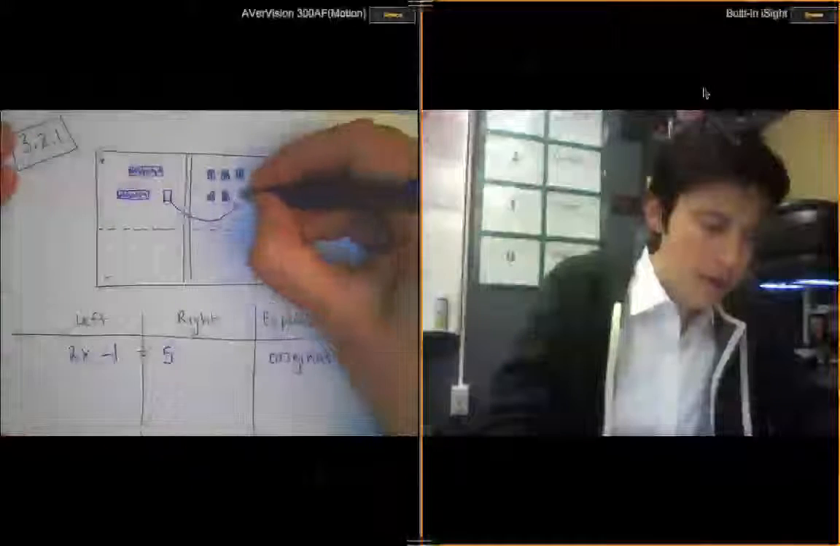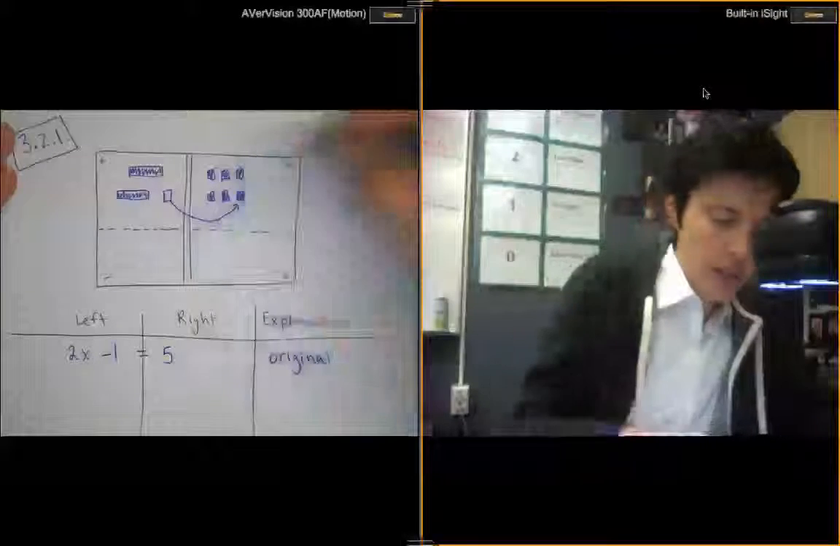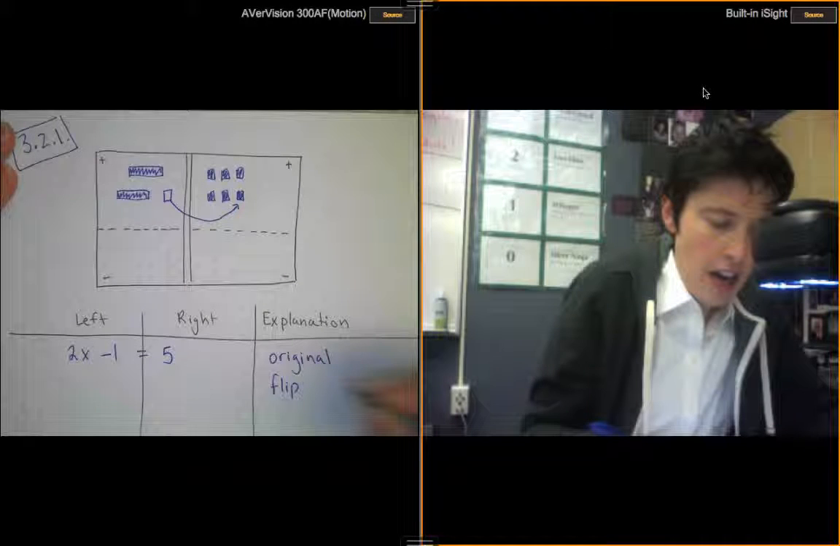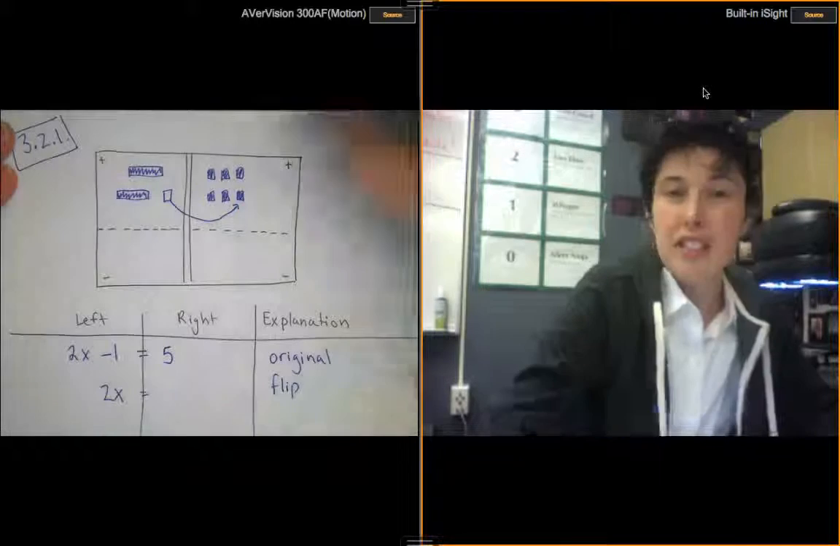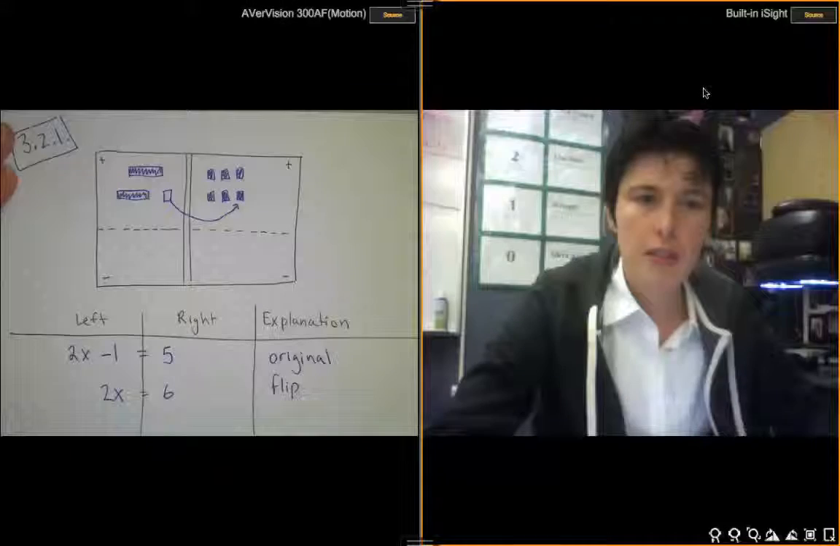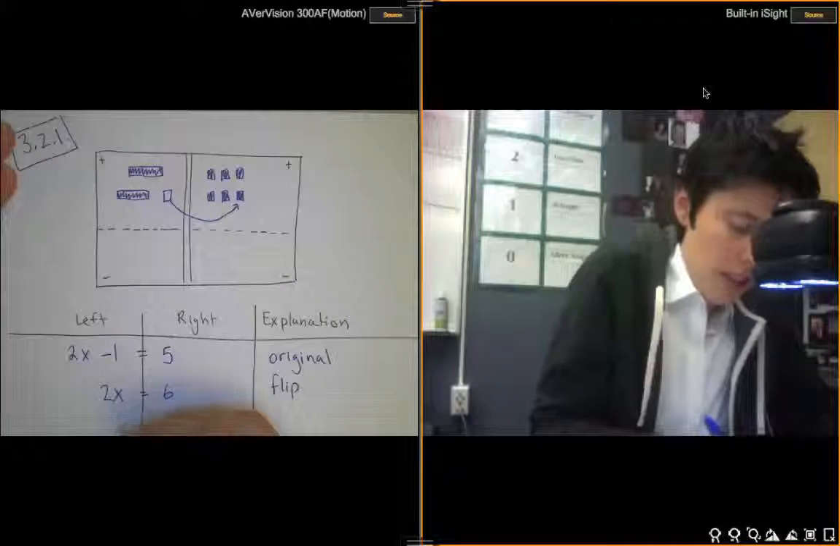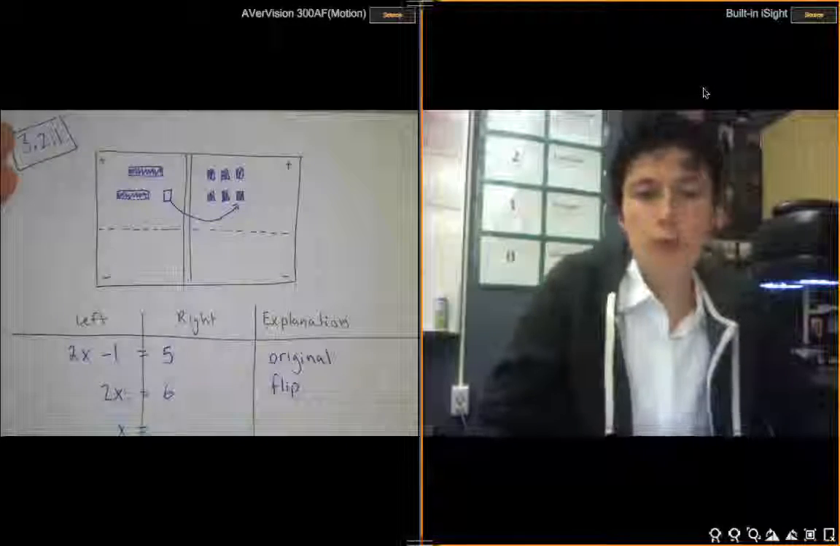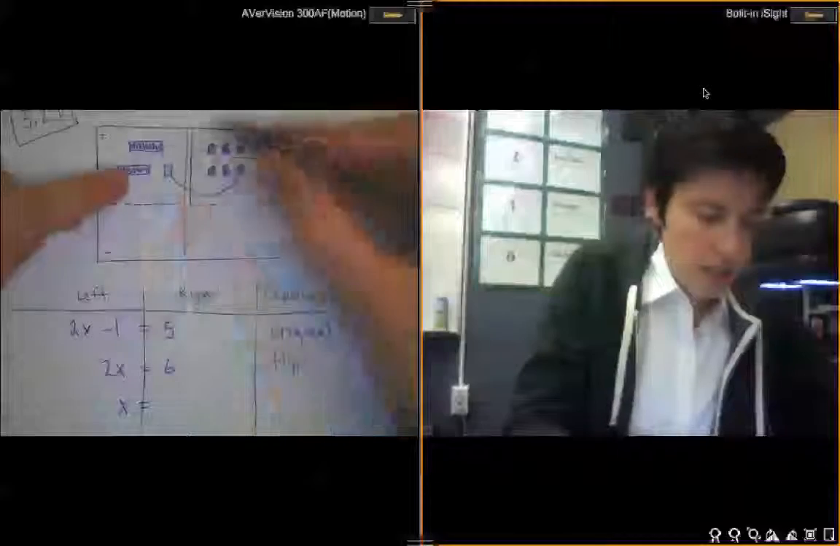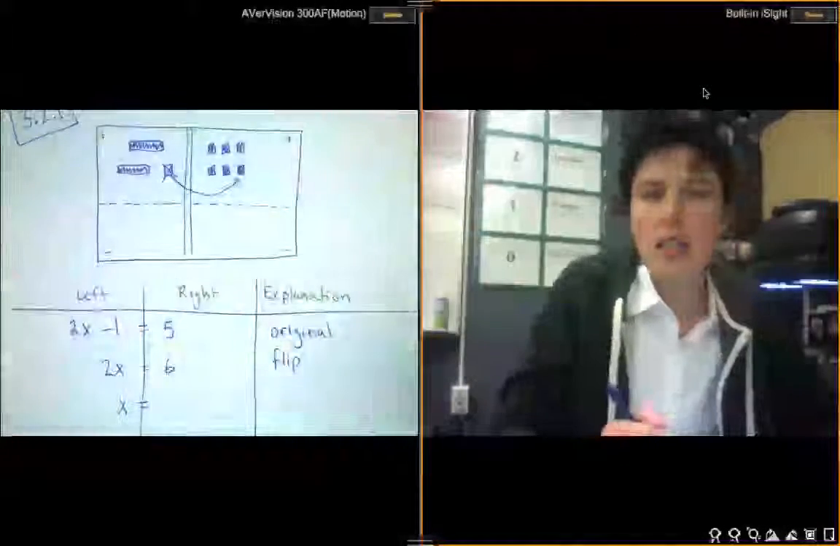So I am going to flip this tile over and make it a positive tile. I'm going to write flip. And now I have 2 x's on the left still equals 1, 2, 3, 4, 5, 6 tiles on the right. And my final step here is to solve and get an answer for x. What does x equal? So I see 2 x's equals 6 tiles. This is gone now. Well, how many does 1x equal?